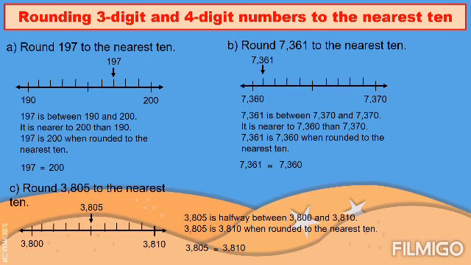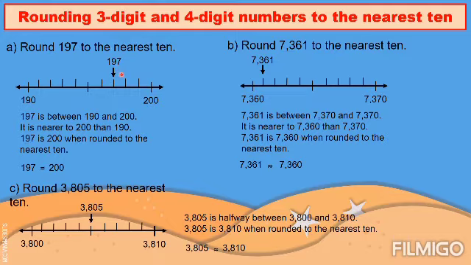Okay, class, so we have here rounding 3-digit and 4-digit numbers to the nearest 10. We have here 3 problems. So let us start with the first problem. It says here: round 197 to the nearest 10. So again, class, our target number is the nearest 10. We have here a number line. We have the 190 and 200, and also the number in the problem, the 197.